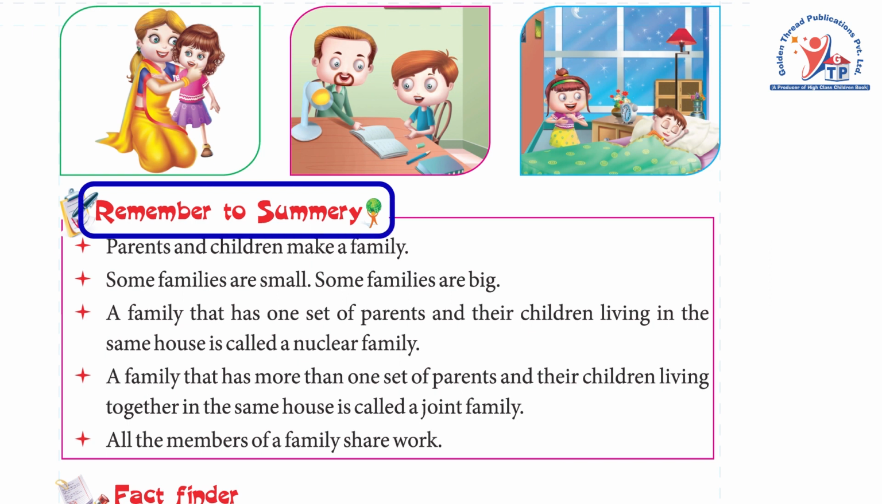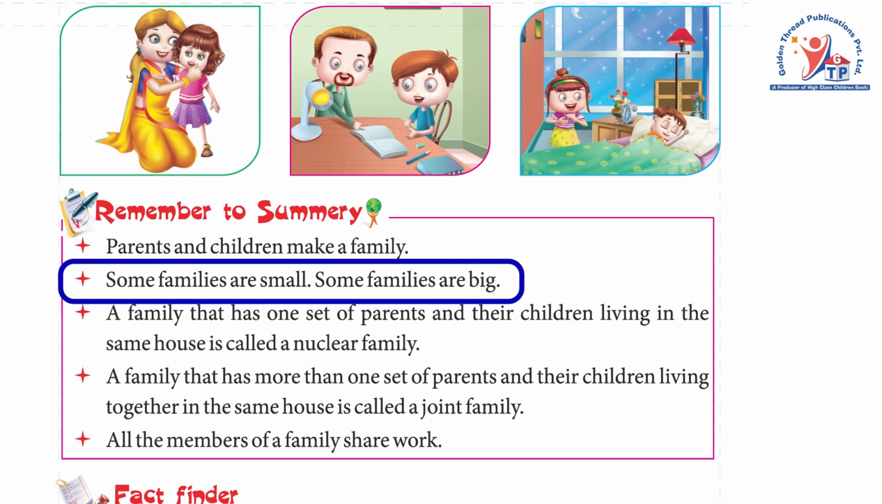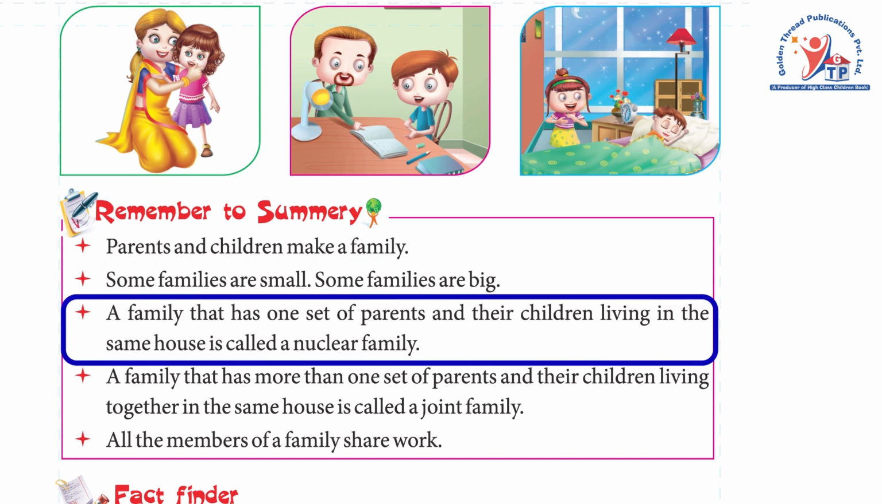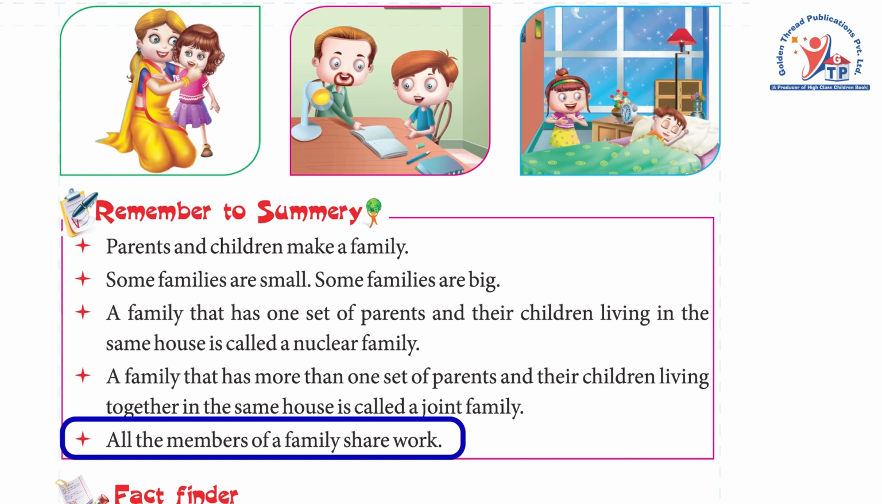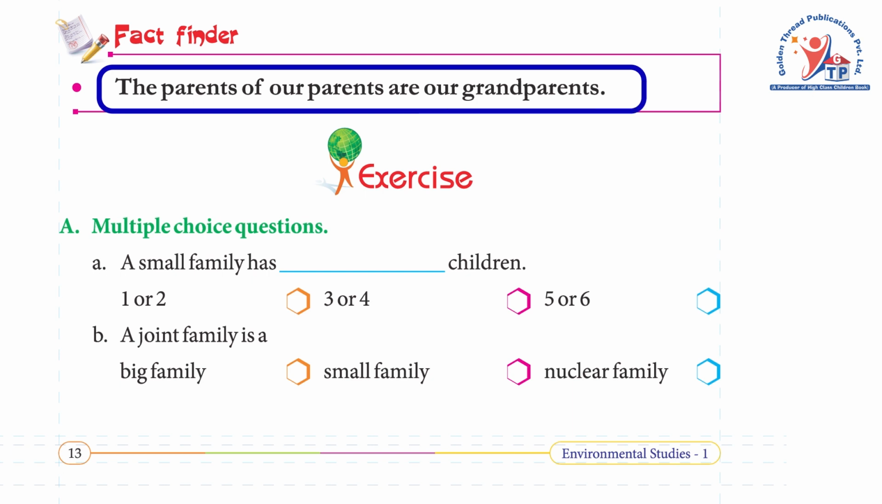Remember, in summary: parents and children make a family. Some families are small, some families are big. A family that has one set of parents and their children living in the same house is called a nuclear family. A family that has more than one set of parents and their children living together in the same house is called a joint family. All the members of a family share work. Fact finder: the parents of our parents are our grandparents.